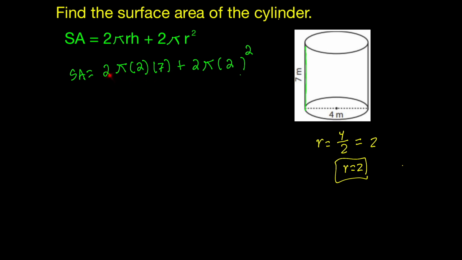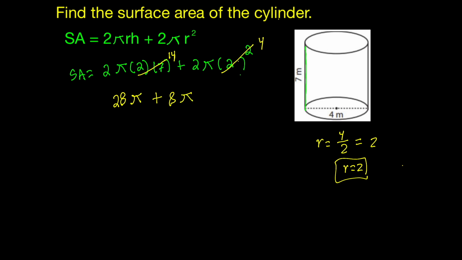I'm going to begin by simplifying the first part. So here I know that 2 times 7, that's just going to go to 14. And then 14 multiplied with 2, I'm going to get 28. And I still have pi. So 28 pi. As for the second part, I know that 2 squared, that's just 2 times 2. That's going to go to 4. And once I multiply this 4 with this 2, I'm going to get 8. And I still have that pi in there.